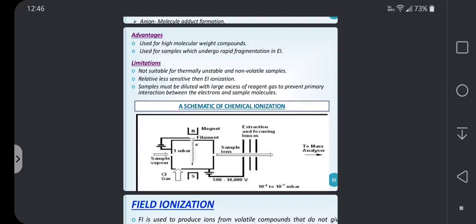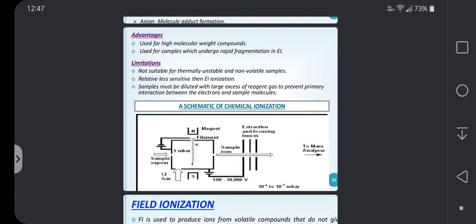Advantages of negative chemical ionization are: it is used for high molecular weight components, and it is used for samples which undergo rapid fragmentation in electron impact ionization. The negative chemical ionization method also has some limitations.